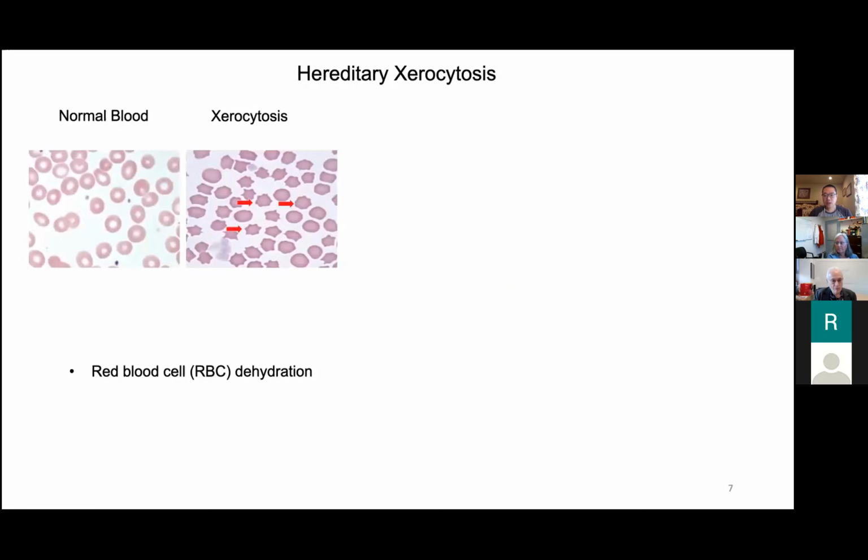One of the disorders I studied is xerocytosis, which is characterized by red blood cell dehydration. As you can see from the picture, the red blood cells from xerocytosis patients are dehydrated and have abnormal morphology compared to normal blood. Xerocytosis can lead to mild anemia and splenomegaly, but sometimes this disorder is asymptomatic.